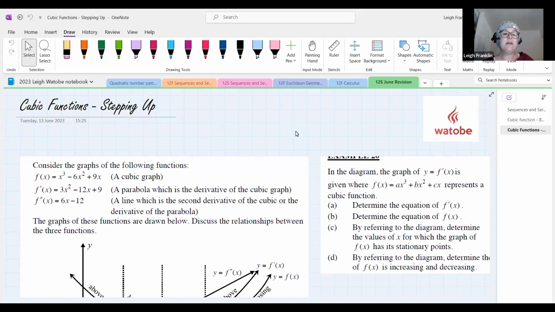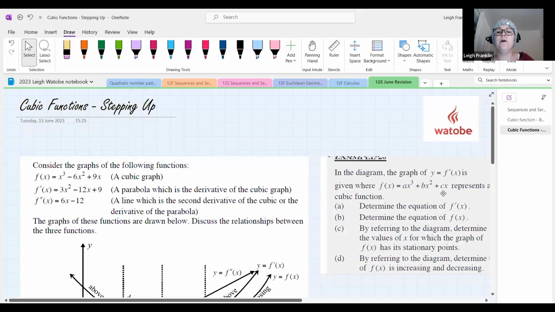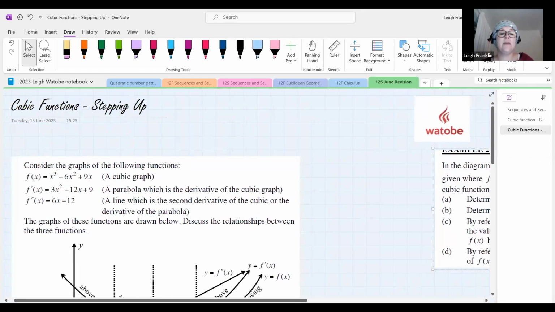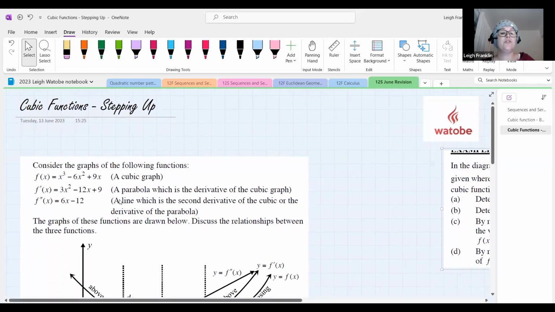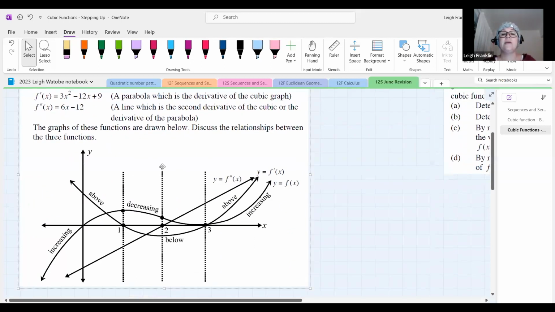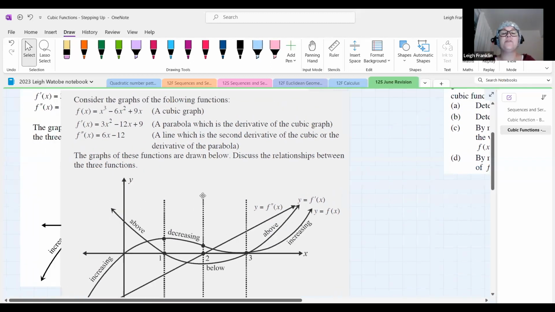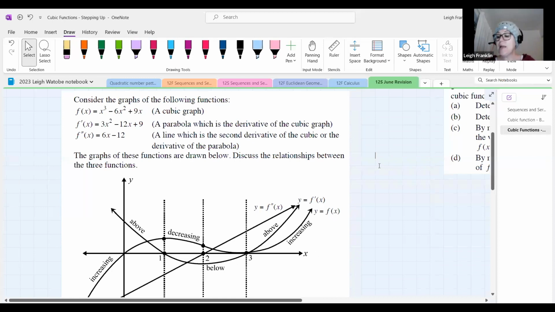So the best way for me to do this is to use an example, and the one that I'm going to use is this one over here because it's already sketched. Trying to draw these on the board is quite a difficult thing to do. Okay, so let's consider the following graphs.